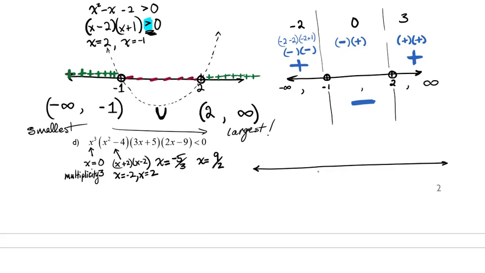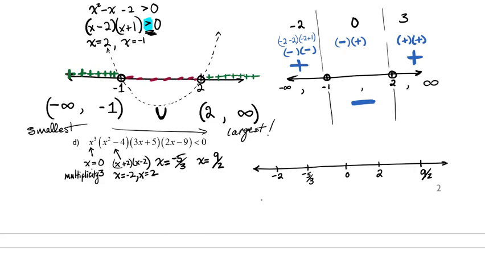Listing them from smallest to largest, I will have -2, -5/3, 0, 2, and 9/2. Let's figure out the degree of this polynomial. I have an exponent of 3, an exponent of 2, that's 5, an exponent of 1, and an exponent of 1. So 3 plus 2 plus 1 plus 1 is going to give me 7. So the degree is 7.